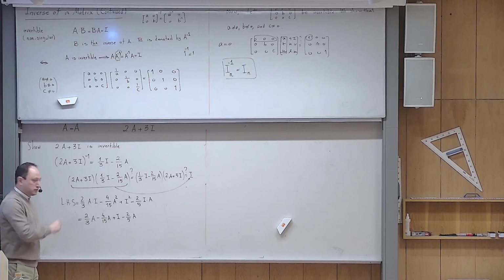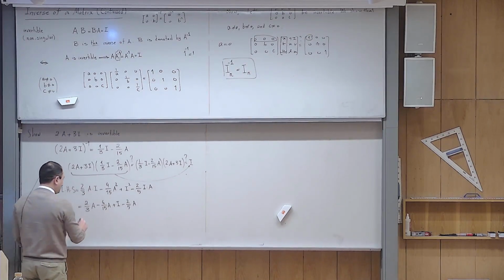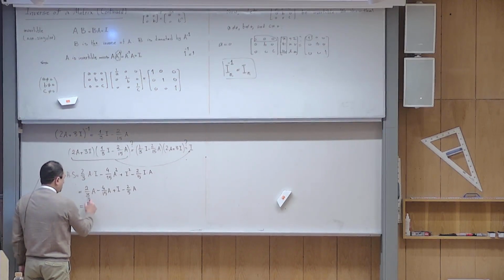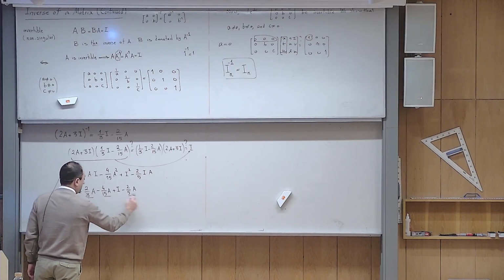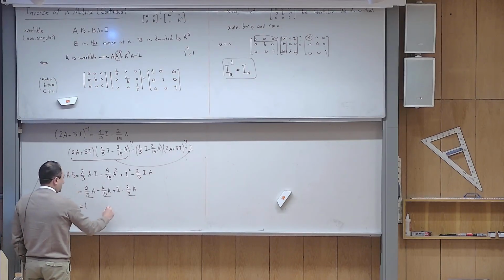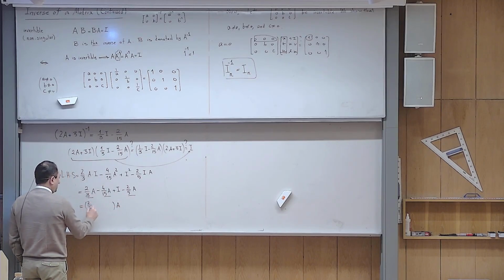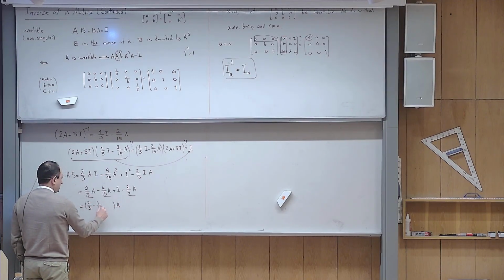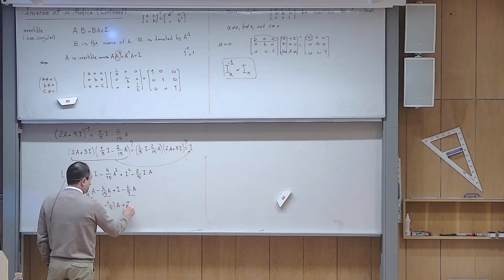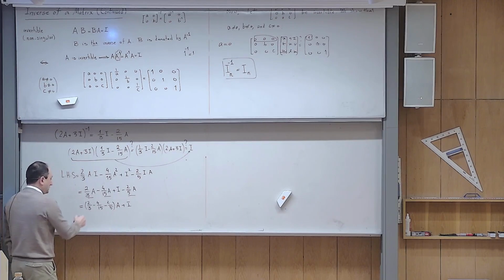Yes? So then I have to simplify things. So how should I do that? This one, and that one, and that one. So what I can do, I can write A here, and I calculate these numbers. Yes? And then I have I at the end.